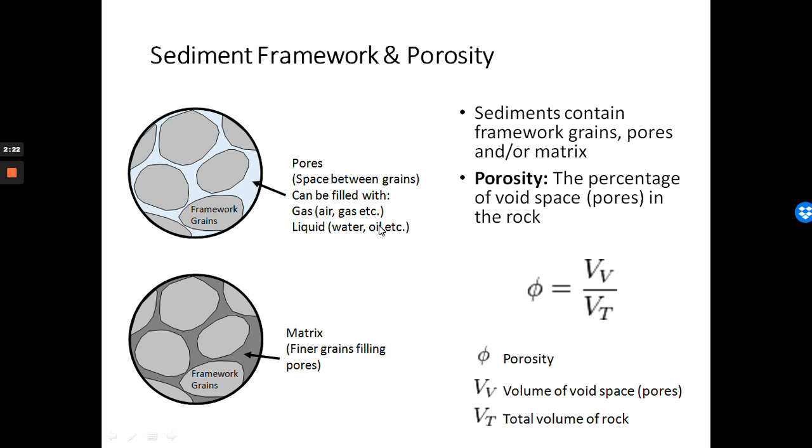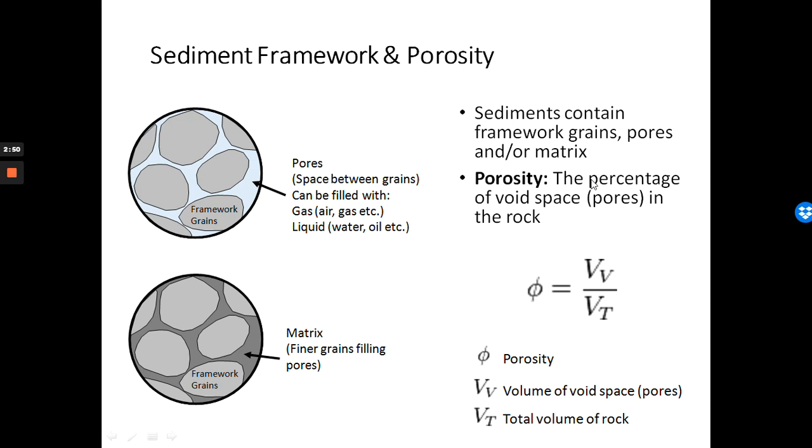Now, the contents of the pores can be economically important, like I said, water or oil. So we need to have a method to determine the percentage or total volume of pores that are in a sedimentary rock reservoir. So we go to the next term here, porosity.